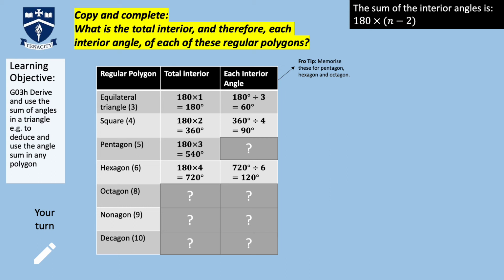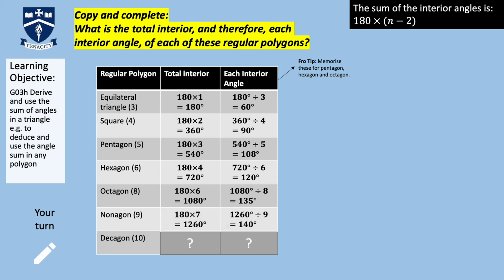Okay, first question mark, Pentagon. Total is 540, so you do 540 divided by 5 is 108 degrees. Octagon, we would do 180 times 8 take away 2. 8 take away 2 is 6. 180 times 6 is 1080. And then divide that by 8 to get the one angle. And we did the same sort of process for the 9-sided shape and 10-sided shape. So if you haven't got this written down, if you ran out of time, ensure you copy the full table down in a different coloured pen.